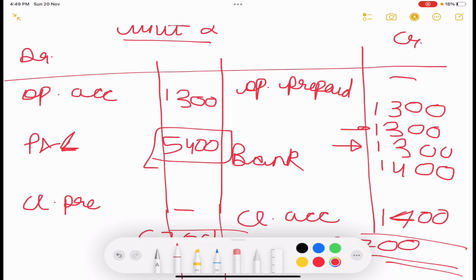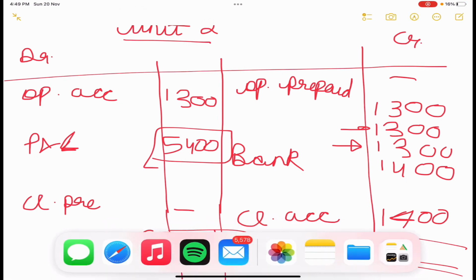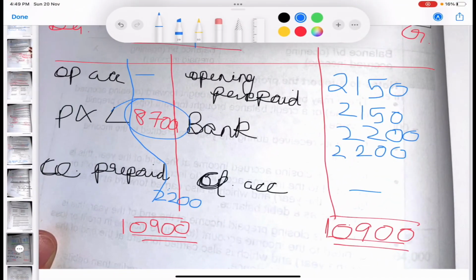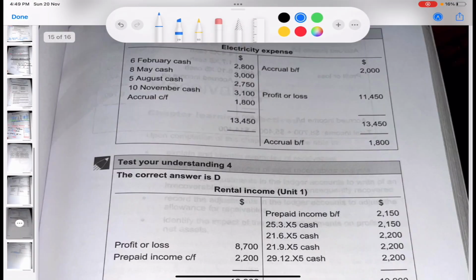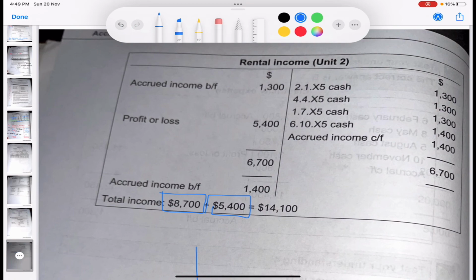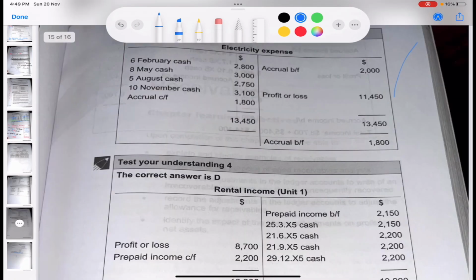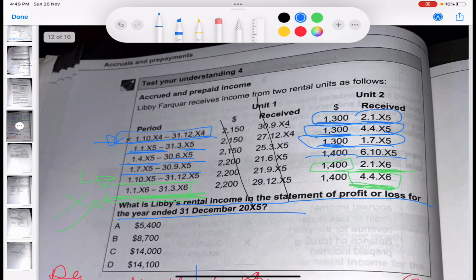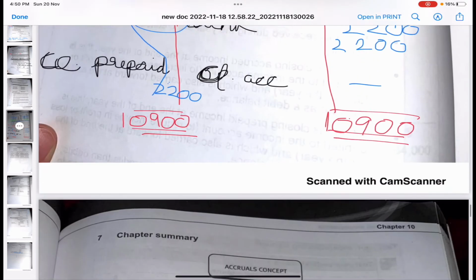8,700 plus 5,400, that is 14,100. We are getting 14,100. How much are they getting? 14,100. So our answer is correct. So the answer is D. So that's it. We are done with the chapter.